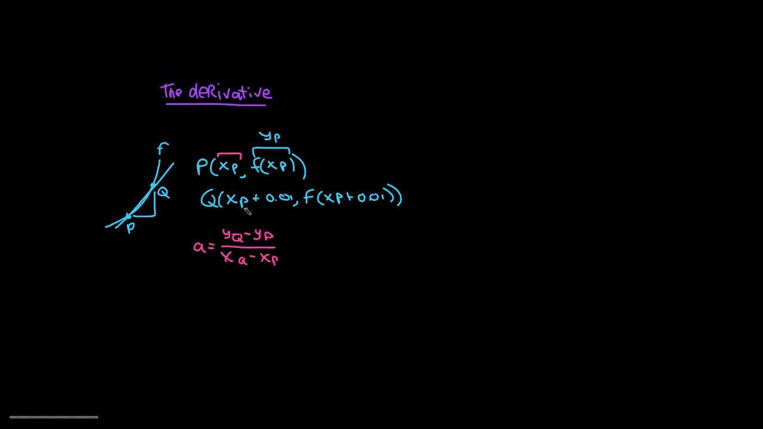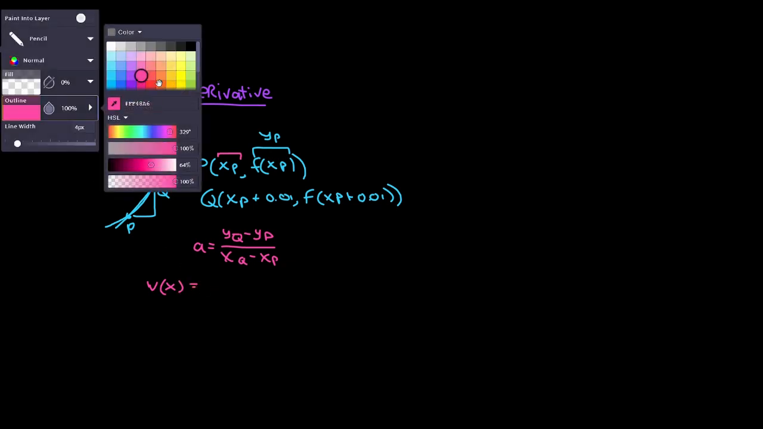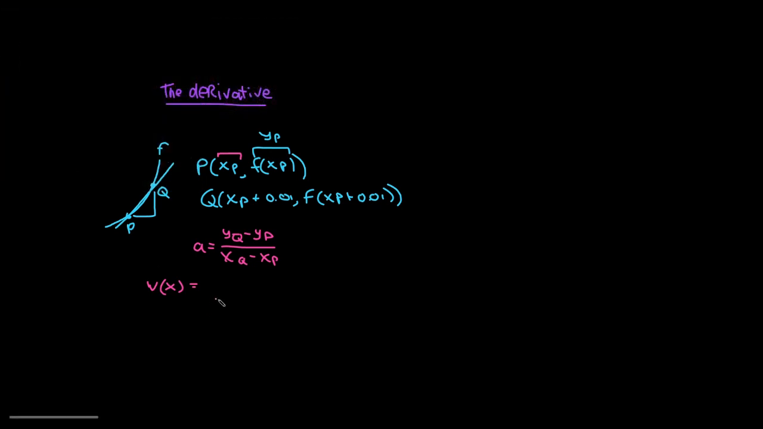So now what we can do, because we basically now have a function really that takes an input x or xp or whatever you want, and that spits out the slope of the function at that x. So I'll just call it v for velocity or whatever you want of x, and let's just fill these variables in and see what the function will become.